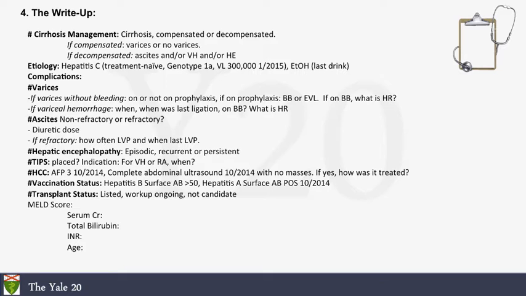TIPS. So this is something that we didn't go into detail, but if they've had a TIPS in the past, what was the indication? Hepatocellular carcinoma, vaccination status, and transplant status are things that you don't have to know about when you're helping the patient through that decompensation, but are very useful because the only cure for cirrhosis is a liver transplant. And these are protective mechanisms that we use to help optimize them for that transplant if they're eligible.